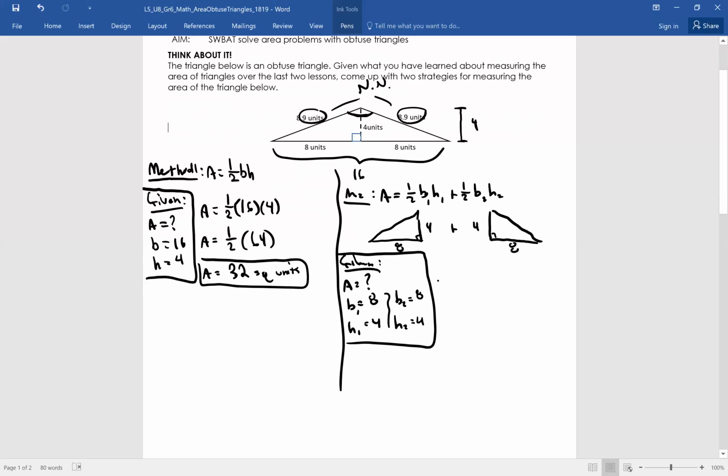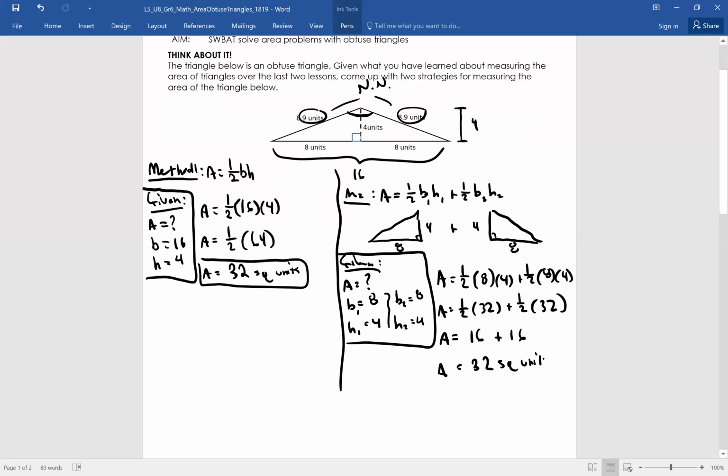We have a lot of space, so just make sure you're careful as to how you will use your space. 1/2 times 8 times 4 plus the same exact thing. So let's go ahead and make sure we take our time. 8 times 4 is 32. Same thing here. Half of 32 is 16, and half of 32 is 16. So it looks like our second method also works.